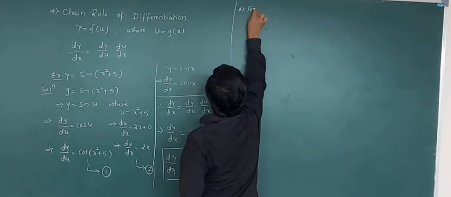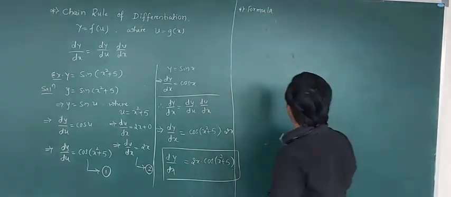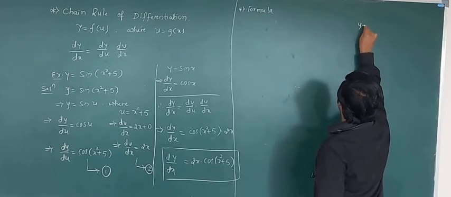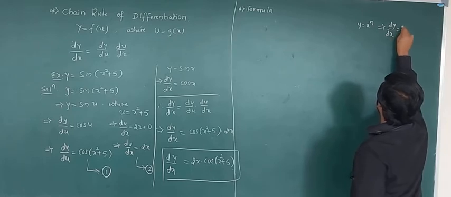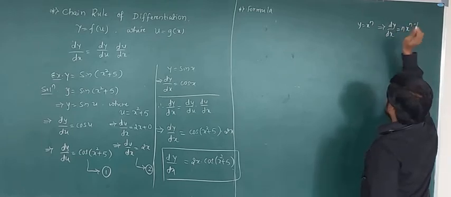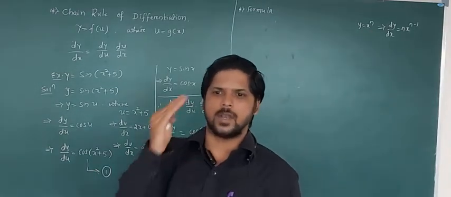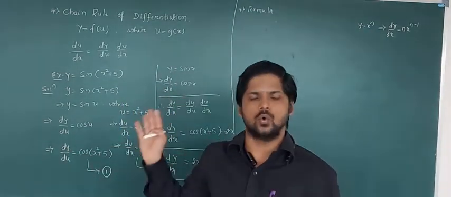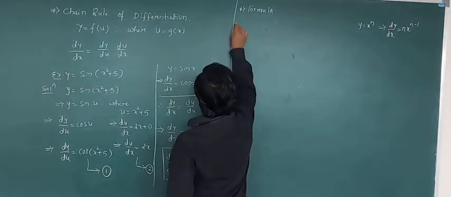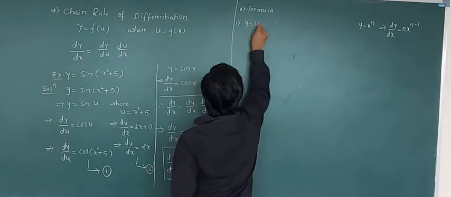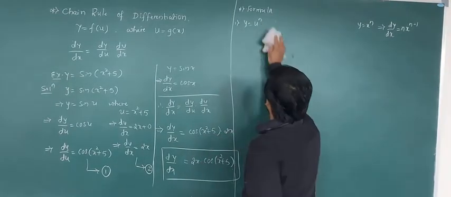Formula for chain rule. As we know, the first general formula: if y is equal to x to the power n, then the derivative of this function, dy by dx, is equal to n into x to the power n minus 1, when y and x are two variables. If suppose in place of x we have another function u, where u is a function of x, then for that time consider the first formula y equal to u to the power n. First write down, see here.